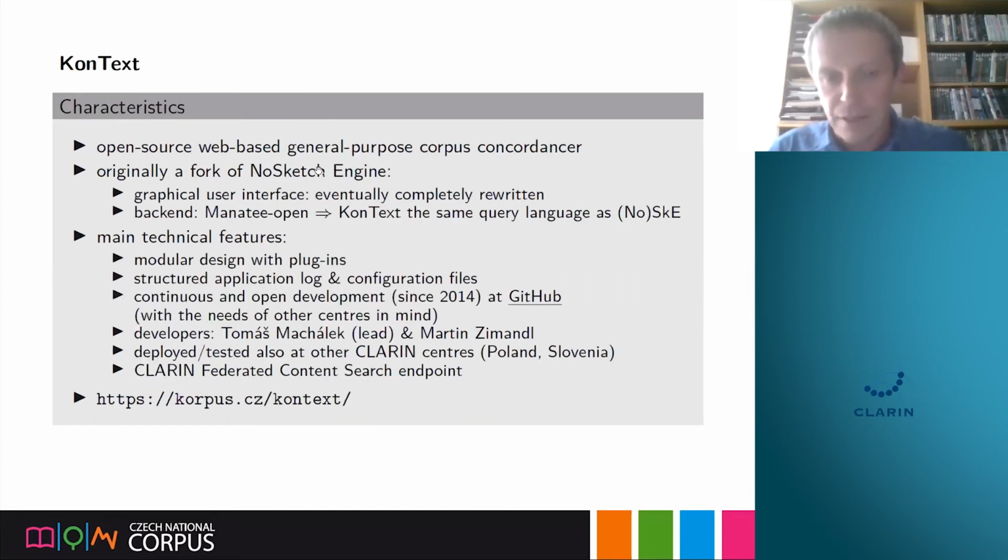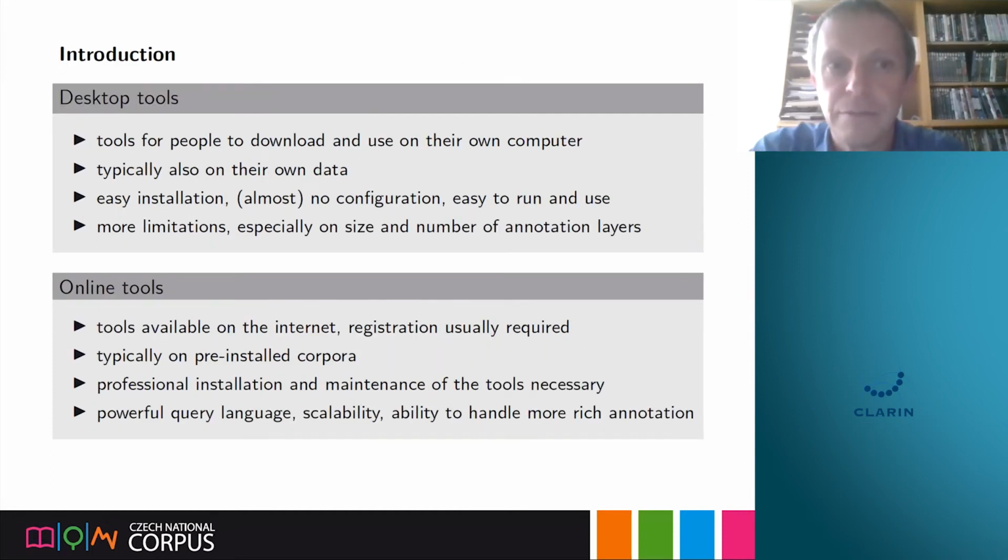So desktop tools are, as I understand, tools designed for people to download, that are easy to use on their own computer, and typically also with their own data. So they are easy to install. There is almost no configuration, and they are easy to run and use. The limitations are, as I thought, especially on the size and also number of annotation layers or complexity of query language and all this stuff.